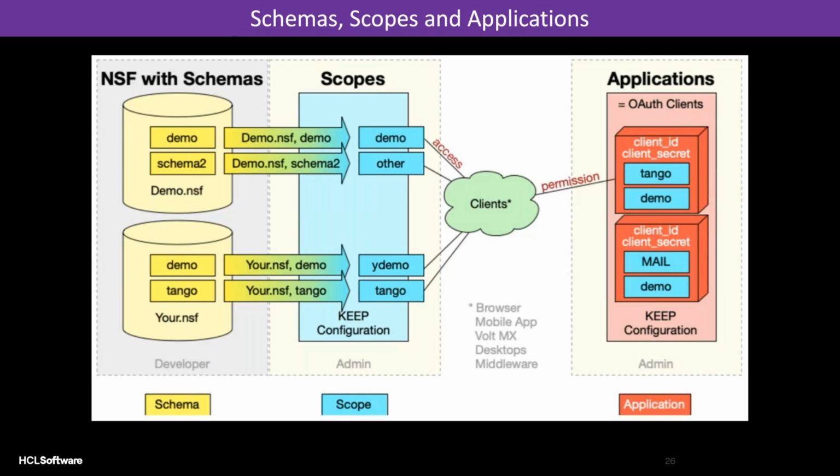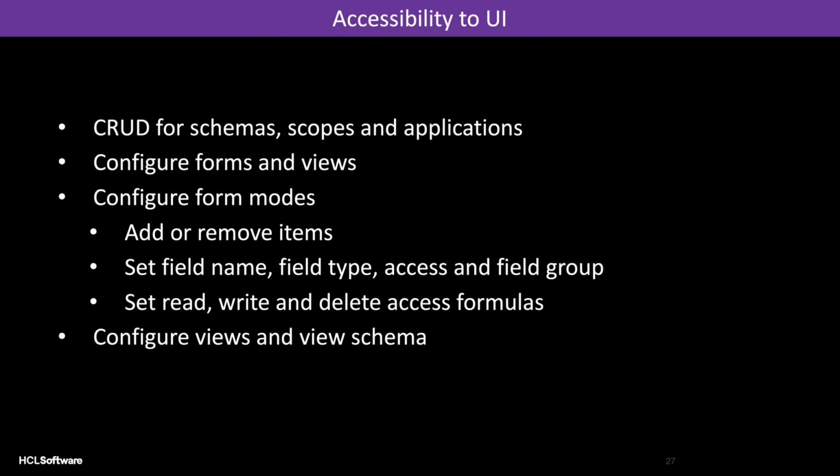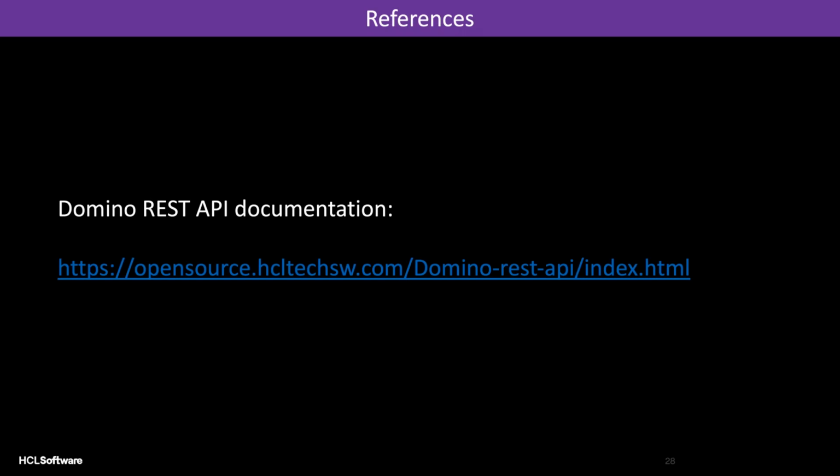So let's go to the next slide. In Domino REST API admin UI, you can define a variety of configurations with ease. You can also do that by writing your own Domino REST API calls. But if you're lazy like me, just click through everything using Domino REST API admin UI. And shown here is the link of Domino REST API's documentation if you want to find out more.